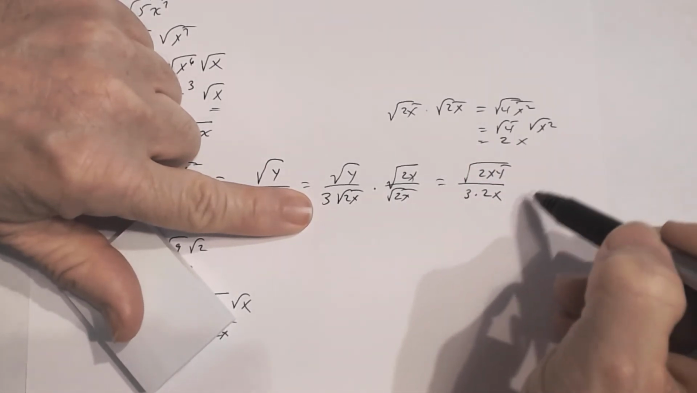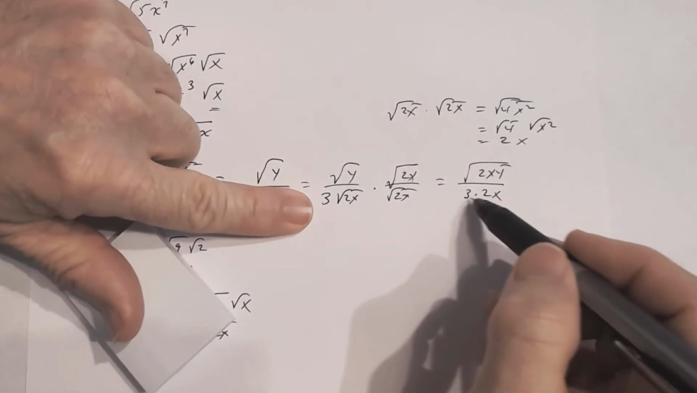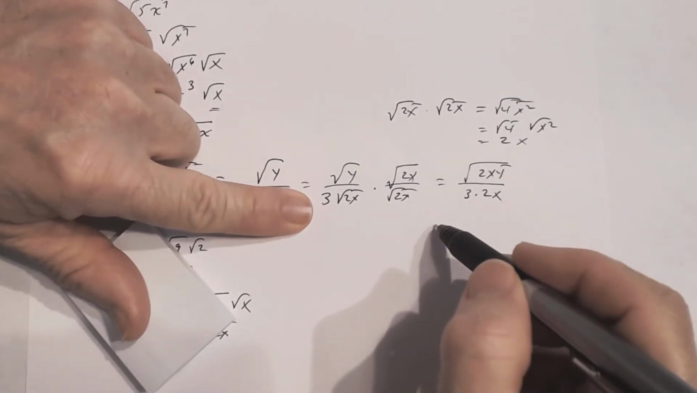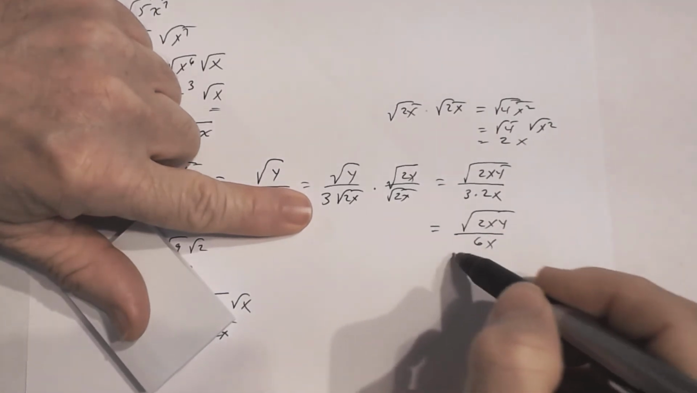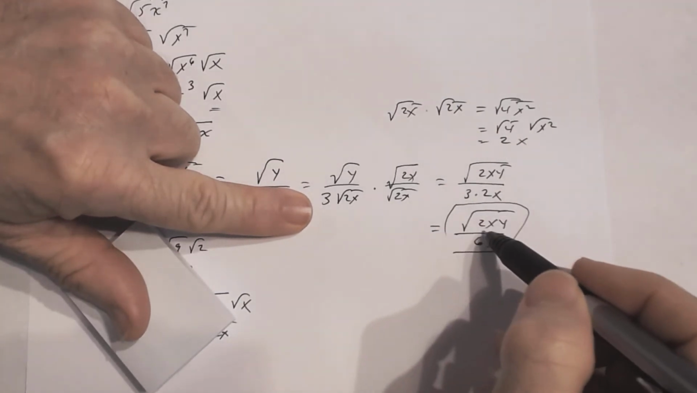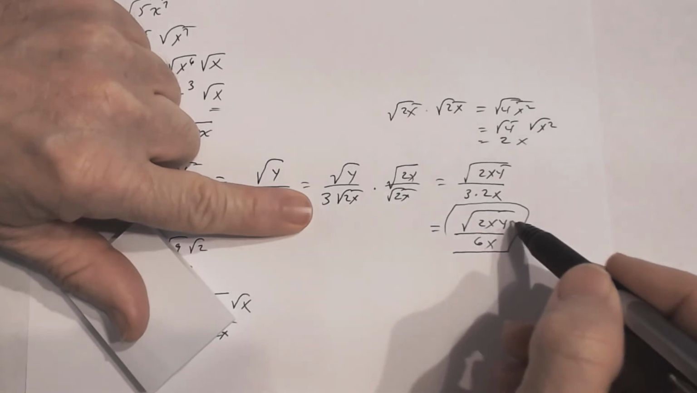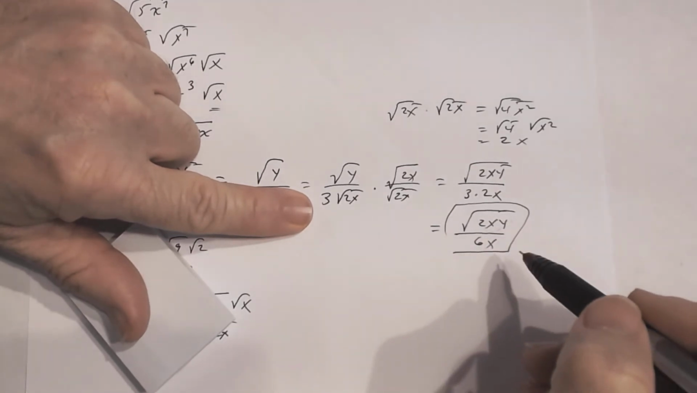Okay? So, and then one thing we need to do now is just multiply the 3 and the 2 together, and that should be the answer. The square root of 2xy divided by 6x. And I cannot simplify the square root of 2, I cannot simplify the square root of x, and I cannot simplify the square root of y. So there's the answer. Okay?